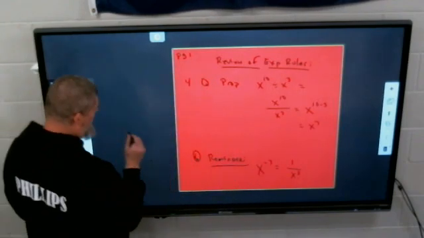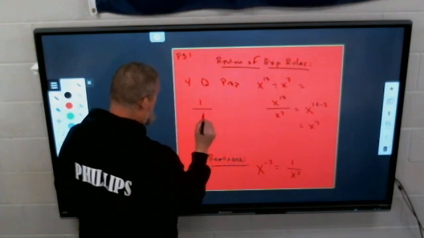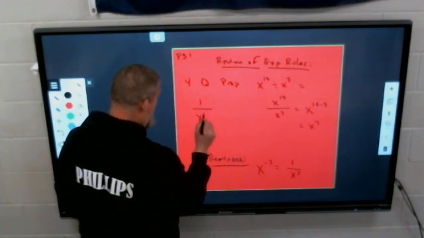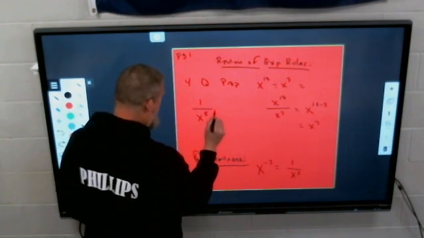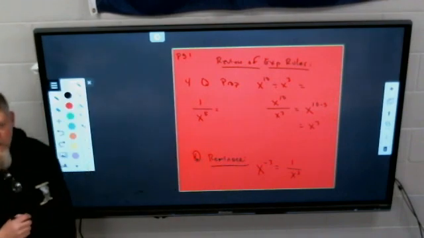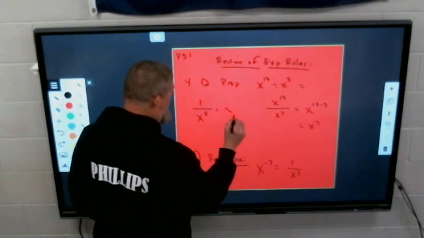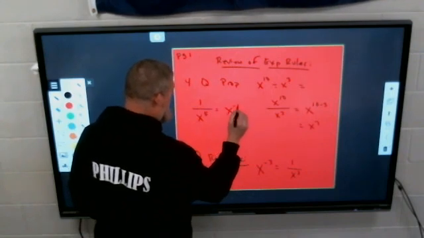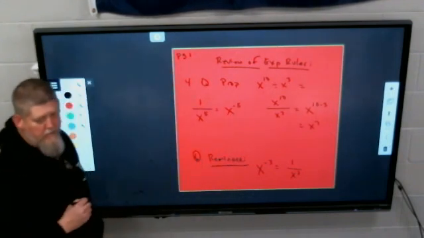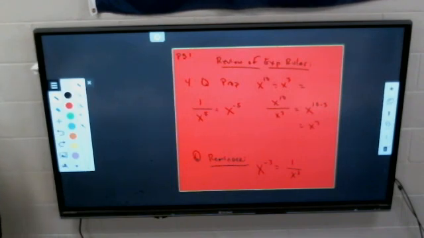What if I gave you something like 1 over x to the 5th? X to the negative 5th. Okay, that's exactly right. So we move it to the numerator. You simply move it to the numerator and change the sign. The negative sign is all about location.